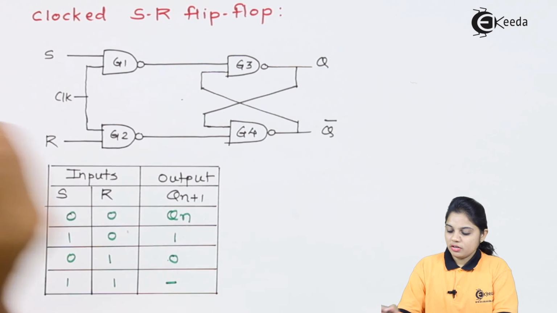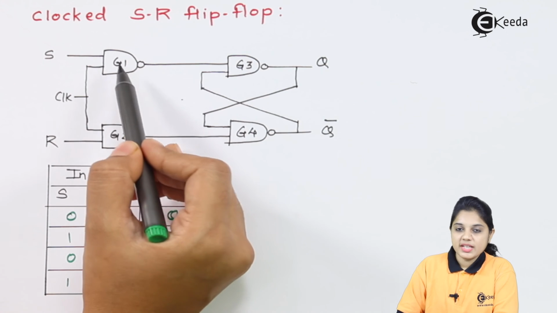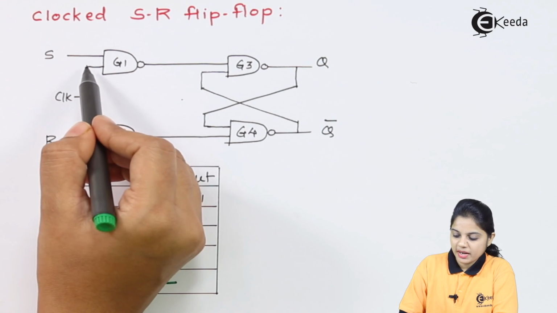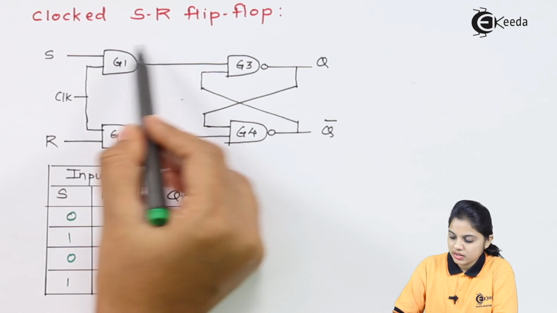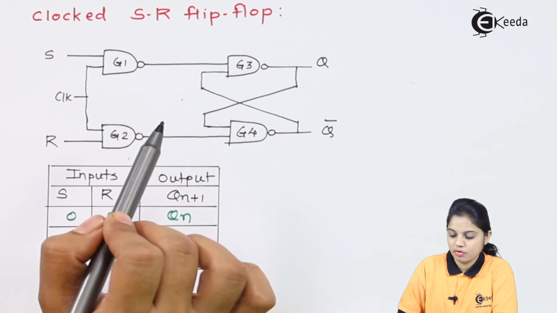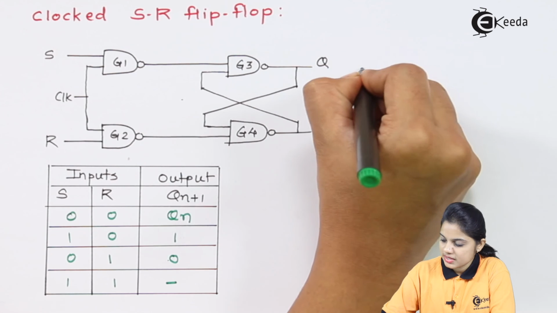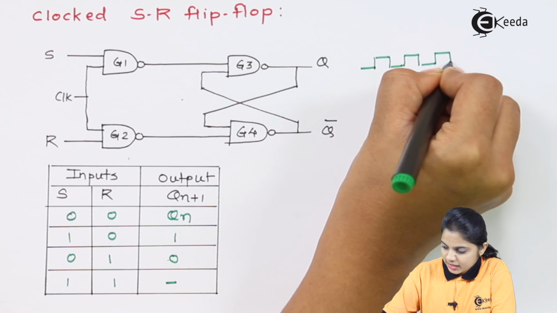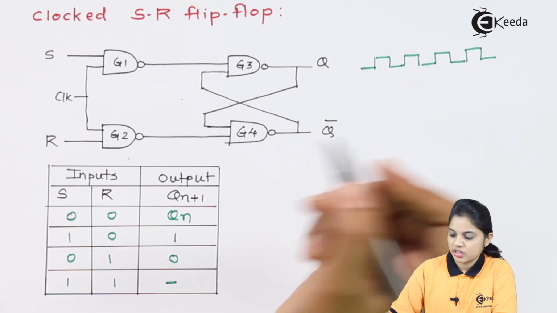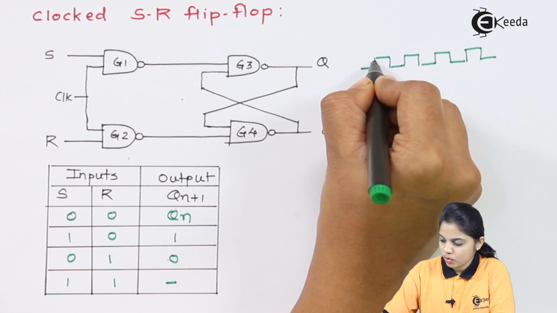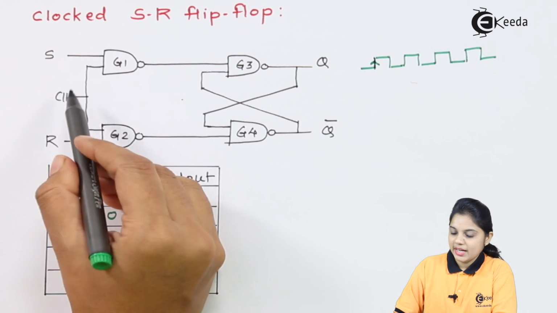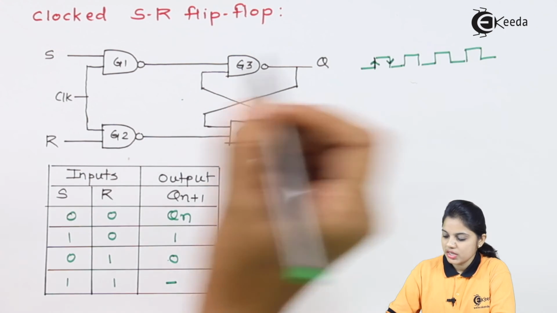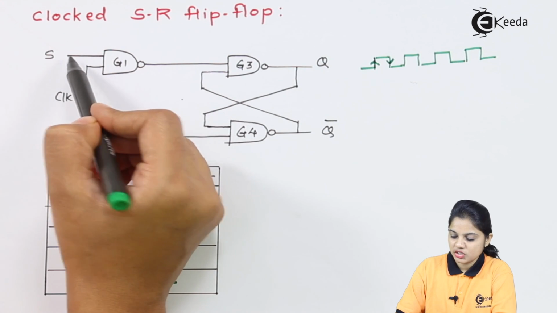In the clocked SR flip-flop, the only difference is that instead of just the input S to G1 and R to G2, we have applied one more input, the clock. That means if you want this particular diagram to work as an SR flip-flop, the clock should be present, and clock pulses are nothing but pulses having a 50% duty cycle. It can be either positive edge triggered or negative edge triggered. If it is positive edge triggered, at the positive going edge the state of the flip-flop will change. If it is negative edge triggered, then at the negative going edge the state of the flip-flop will change along with the change in input.